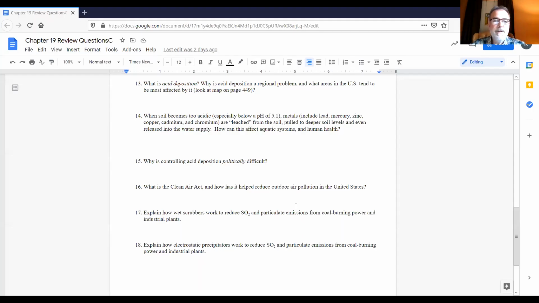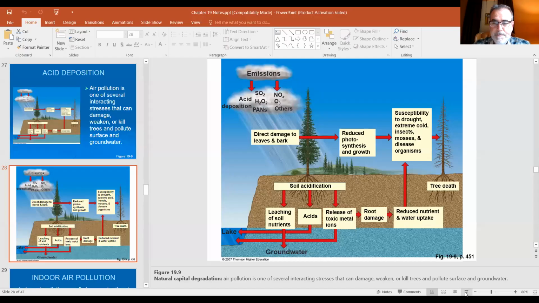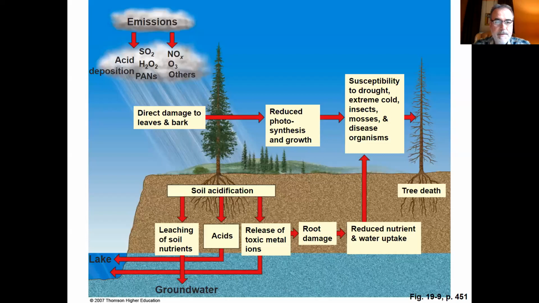All right, question number 14. When soil becomes too acidic, especially below a pH of 5.1, metals like lead, mercury, zinc, copper, cadmium, and chromium are leached from the soil, pulled to deeper levels, and even released into the water supply. How does this affect aquatic systems and human health? Well, you can imagine, right? So if we take a look at this graphic here. One second.